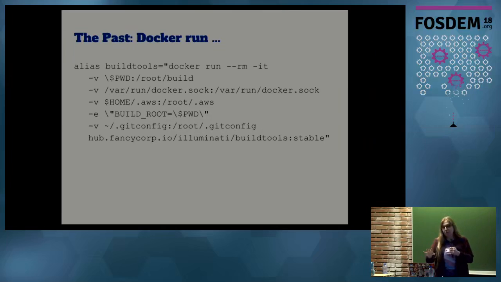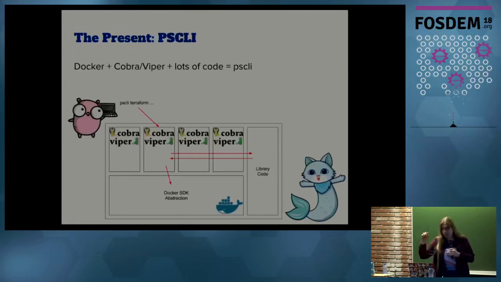So while this worked in our team and it did everything that the VM did, we needed a better way of distributing it, which is where Go comes in. So we created a tool called PSCLI, which is written in Go. It interacts with the Docker SDK, same code that the Docker client uses. It uses Cobra and Viper to wrap stuff up into a nice CLI that developers can just run. And there's a lot of nice library code that we've got in there as well that we can run prior to launching a container.